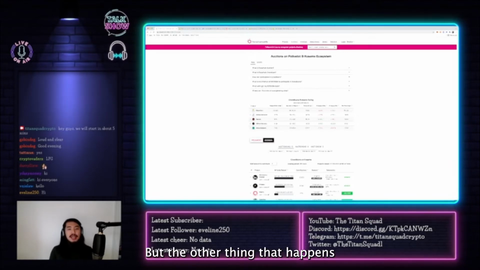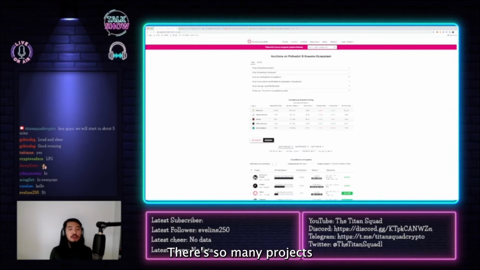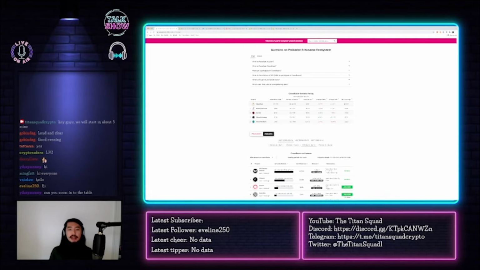But the other thing that happens is it's an information overload that's going to happen now, because there's just too much going on. There's so many projects offering so many different things, and that's why we are here. The project that comes out and they are able to bid the highest amount of money, or in this case Polkadot, they'll win a slot. And that's why they started this parachain crowd loans, right? So that's the next thing.